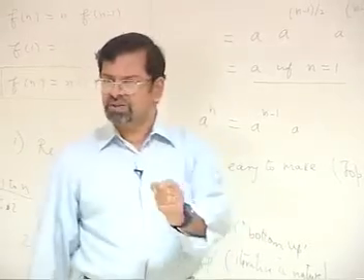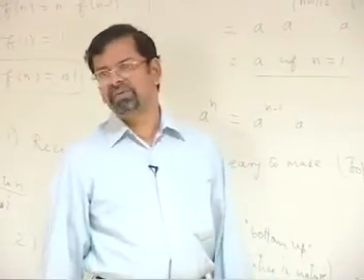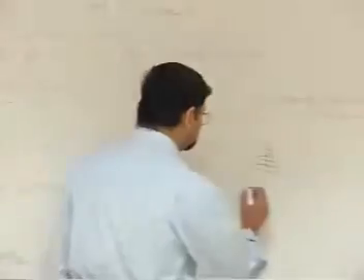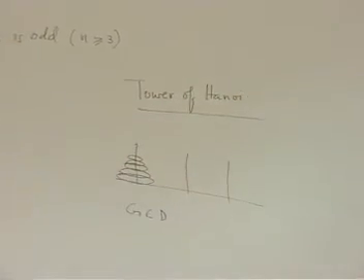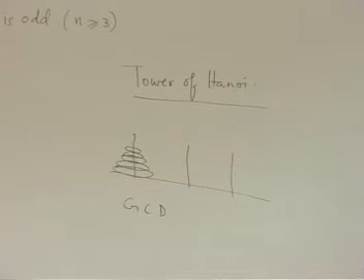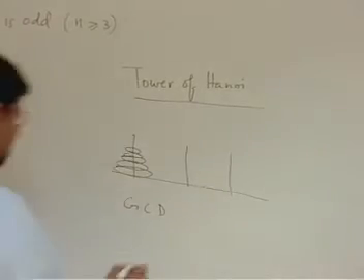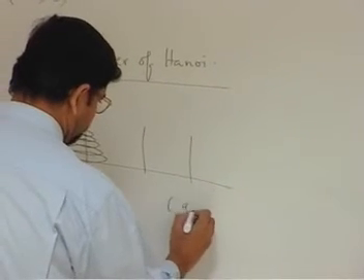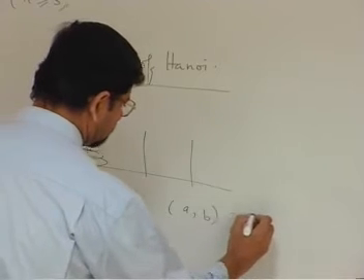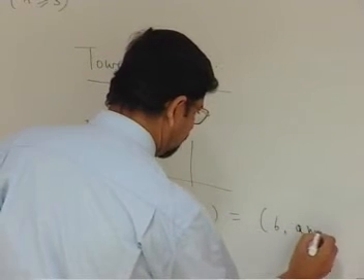Another example which is also well known and most of you are familiar with is finding the GCD. Finding the GCD of two numbers, greatest common divisor of two numbers. So you have GCD of A, B is denoted like this, equal to GCD of B, A mod B.